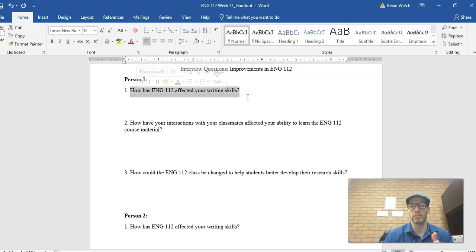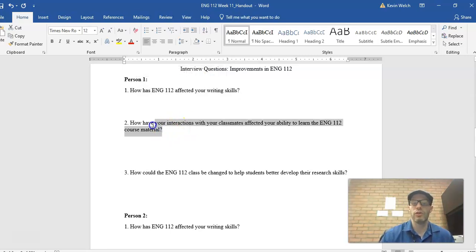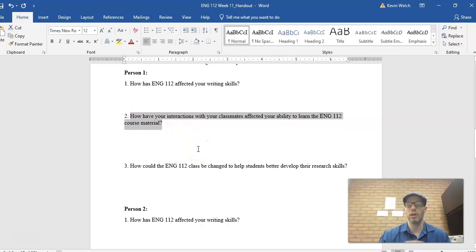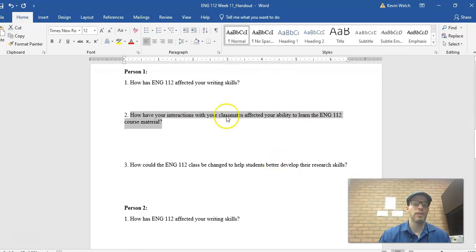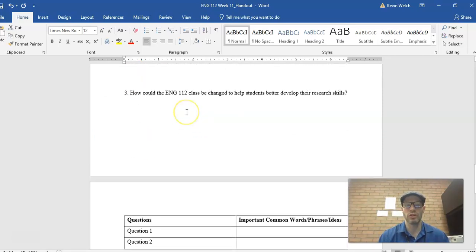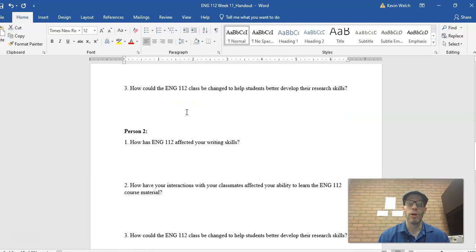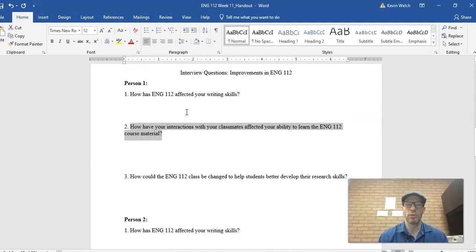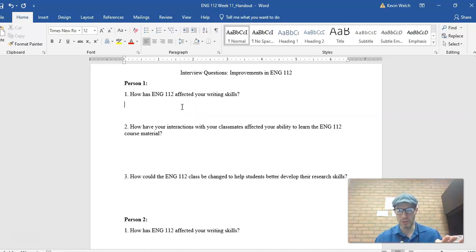It's also not loaded and it's also not double-barreled. How have your interactions with your classmates affected your ability to learn the English 112 course material? Again, open, not loaded, not double-barreled, and I've got another one. So like these are my questions and you're going to have 10, but I've just done 3. And person 1 is going to answer those 3 questions and person 2 is going to answer those 3, right? And what you would do if you're doing an interview is you would probably have a recorder, like a tape recorder or a video recorder even, and then you would transcribe everything that that person said in response. You would actually write it out word for word.